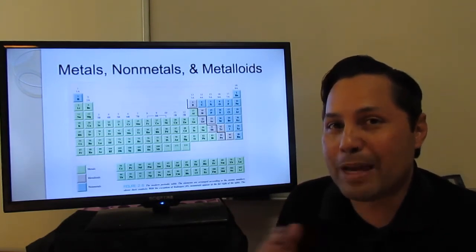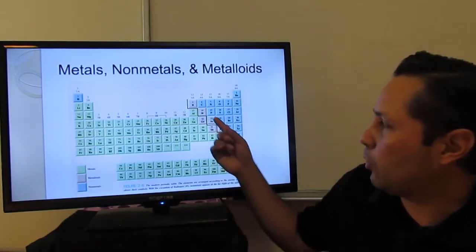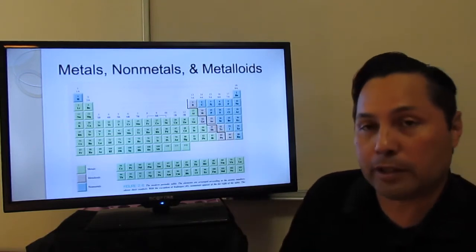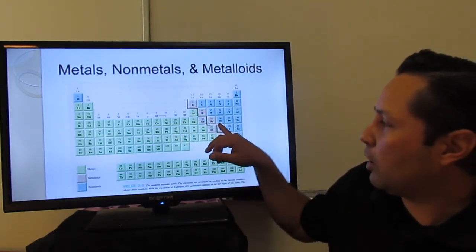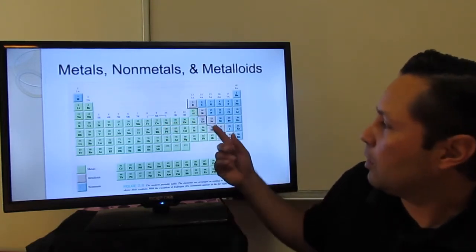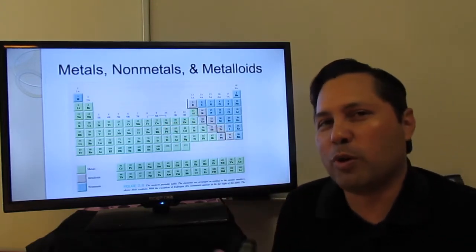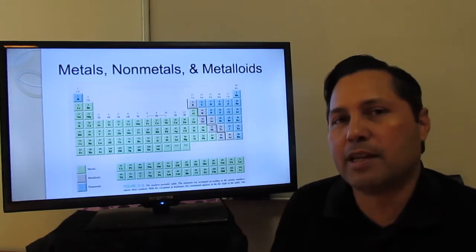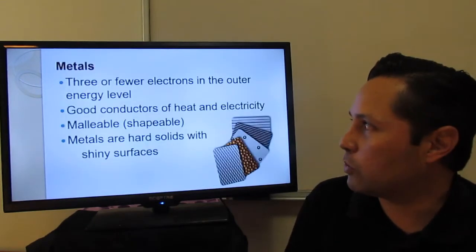Now, in between the metals and the nonmetals are the metalloids here in this tan brown color. If you notice there, all the elements touching the line are metalloids, except for aluminum. Alright, what are those guys? Well, they're somewhere between metals and nonmetals. Alright, let's get more into detail for each one of those.